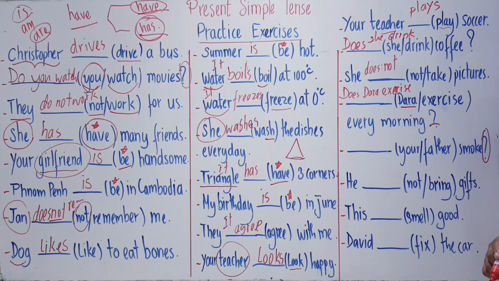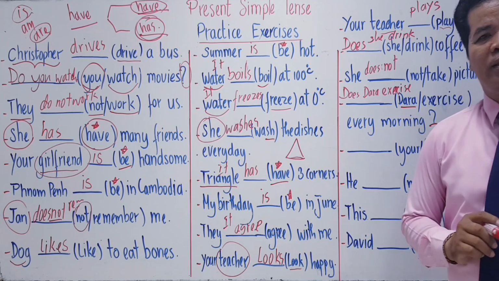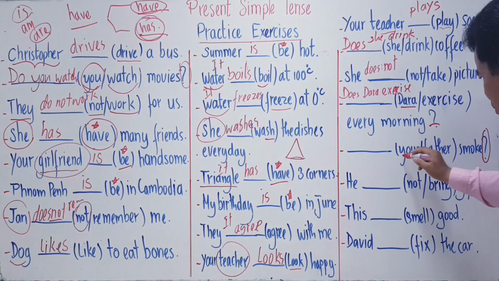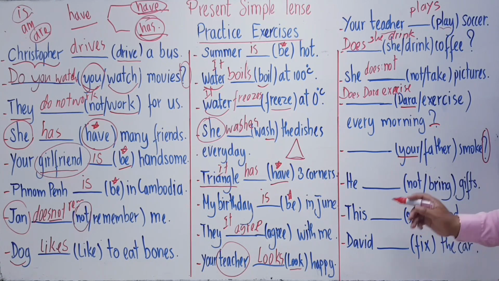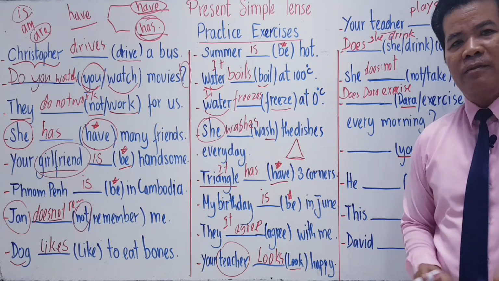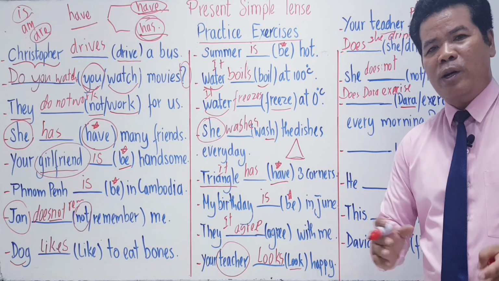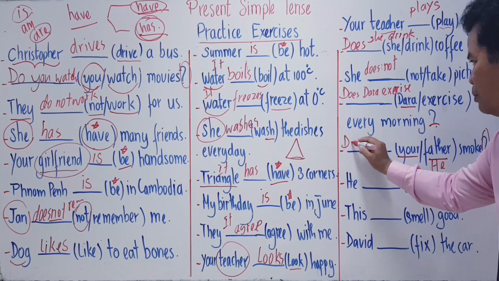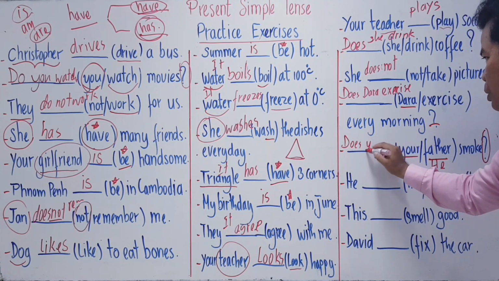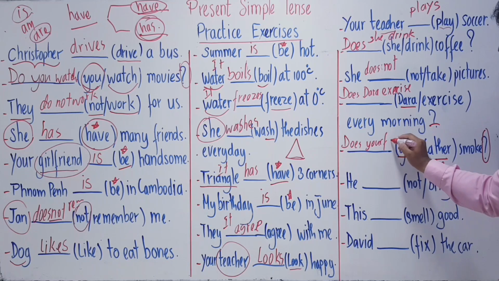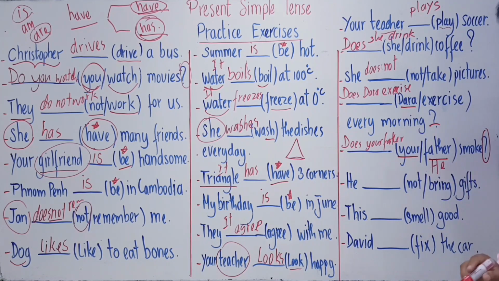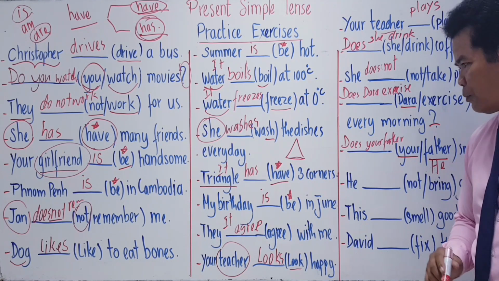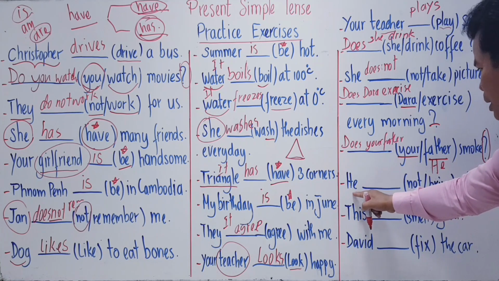Your father smoke. You smoke or your father? Don't confuse about the subject here. Your is not the subject. Your is the possessive adjective. Who is the subject? What is the subject? Father. Stands for he. So what are you going to use with that? Does your father smoke? Okay. Another one.